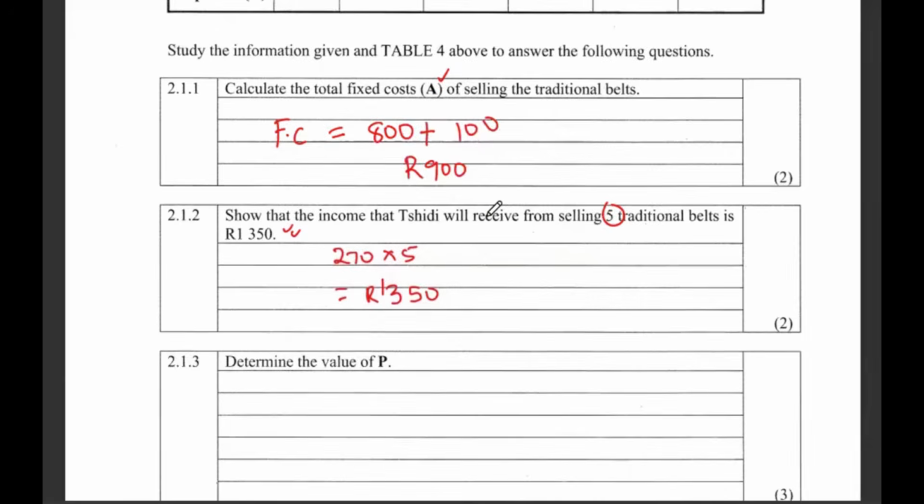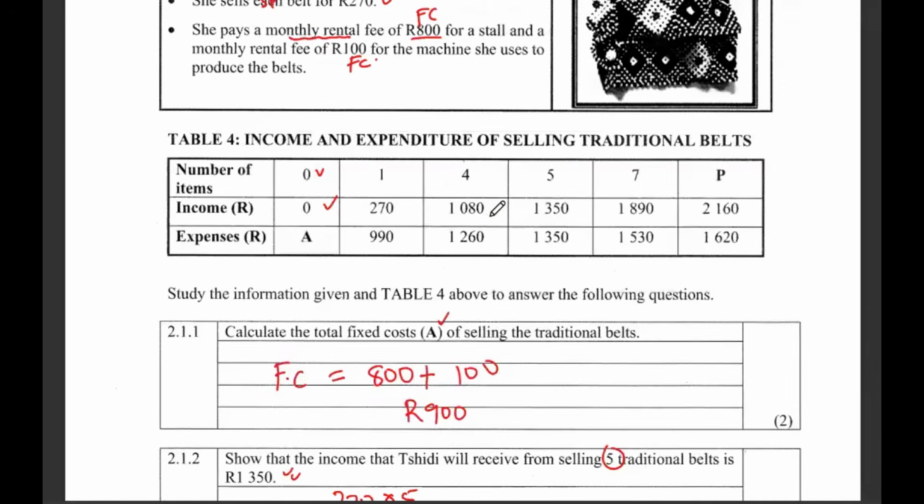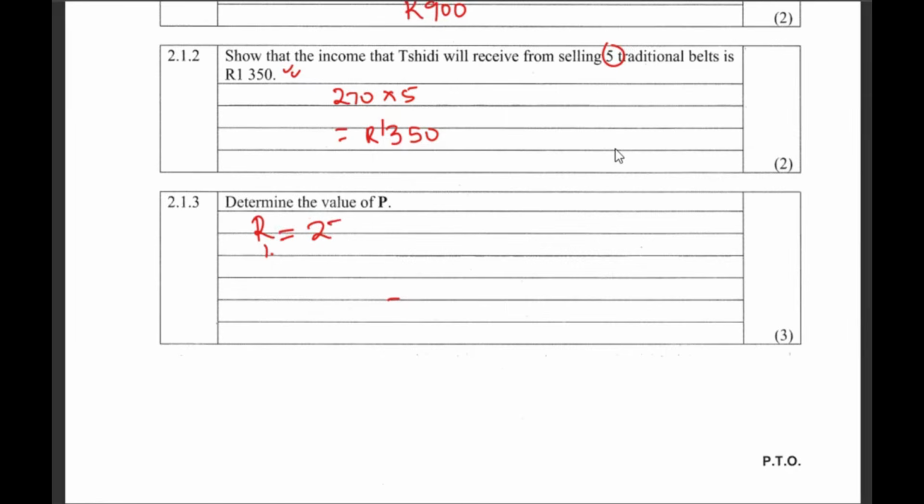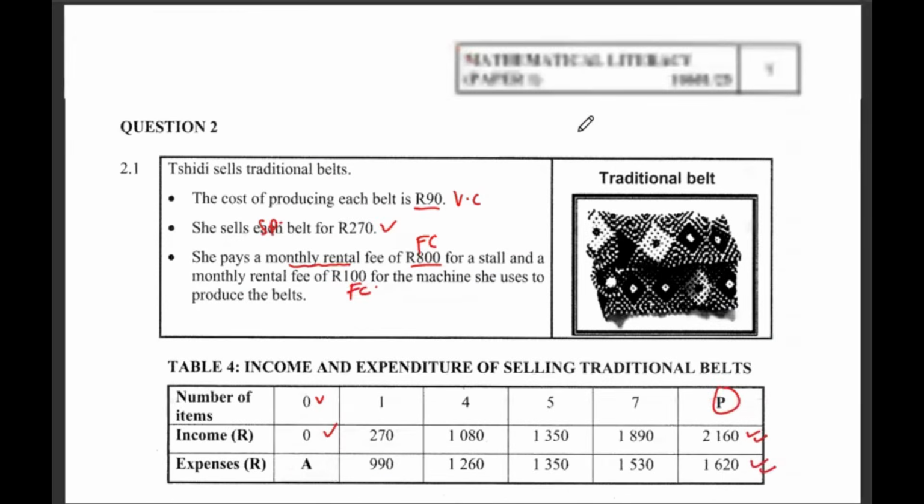And then now 2.1.3, they want us to get the value of P. Where is P? And P represents the number of items. Okay, we have the expense. Remember, each belt is 270 times N. So 2160 is equal to 270 N. Let's divide by 270. This would make sense. Okay, so we're dividing by 270, which gives me just 8 belts. Okay, yeah, this is more realistic. So those are 8 belts that need to be sold for us to get the 2160.